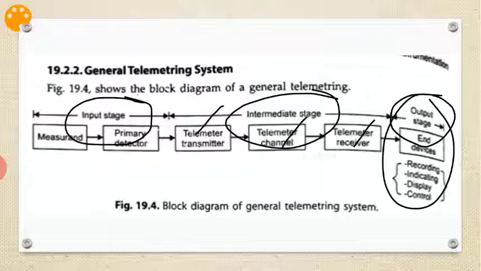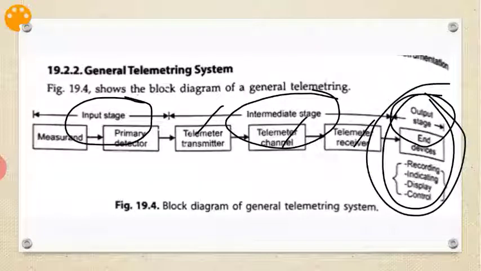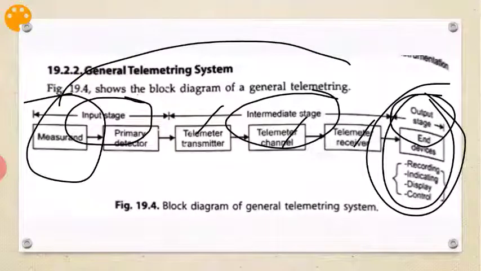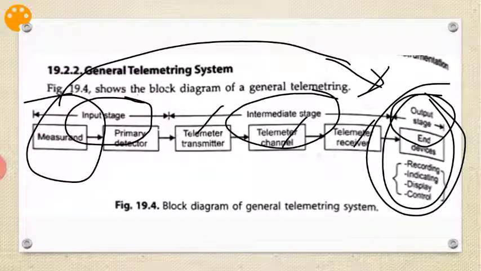This is the block diagram of the general telemetry system. In the output stage, whatever input is sensed is calibrated in terms of the measurement. For example, whatever signal is sensed is calibrated with respect to that. So this is the working of the general telemetry system.